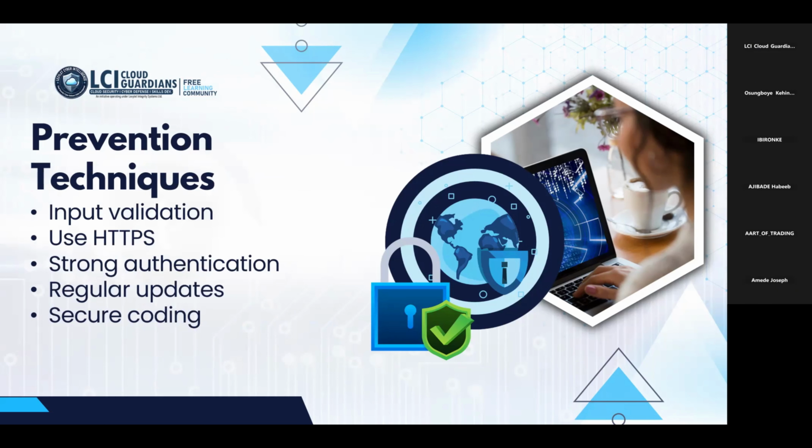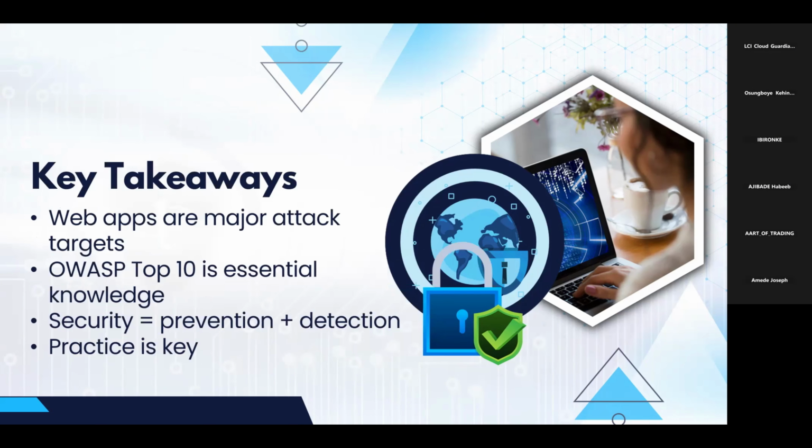The prevention techniques: input validation, use HTTPS, strong authentication, regular updates, secure coding. The key takeaway here is that web apps are major attack targets. Believe it, they always attack web applications. OWASP Top 10 is essential knowledge. Go through it, try to read more about it, and you will understand better.